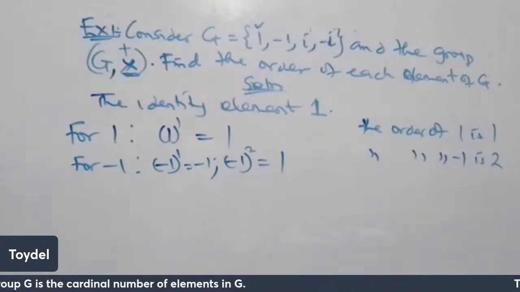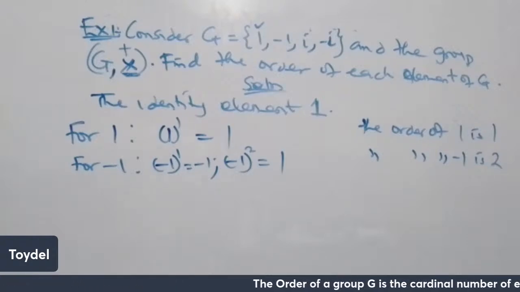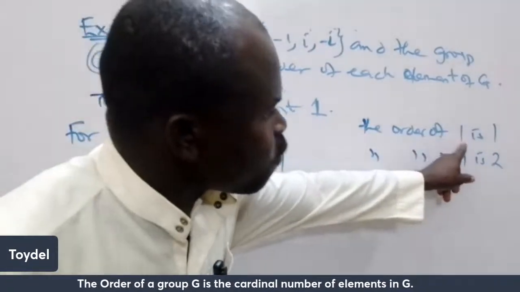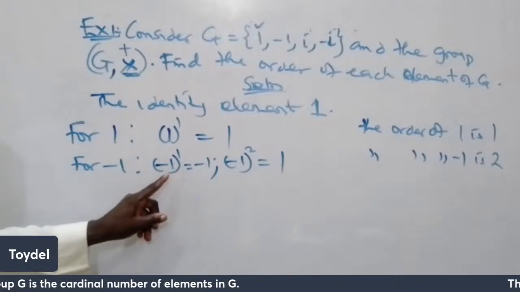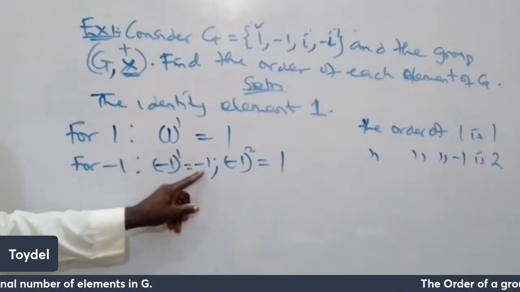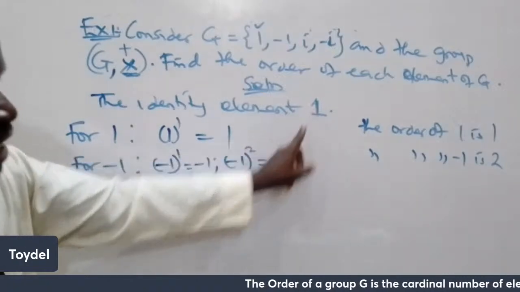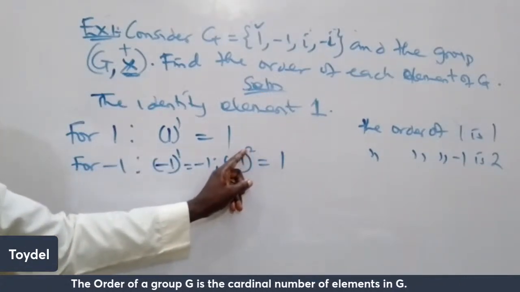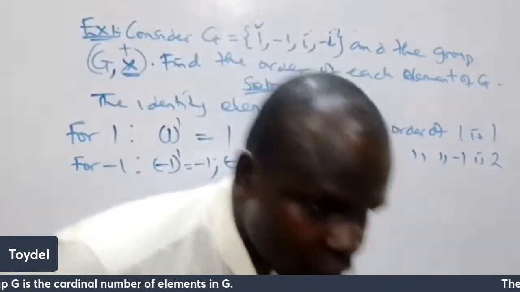In the first case, when we have 1, irrespective of what we use, we know 1 is an identity. So if you say 1 raised to power 1 million, it's still 1. So that was the reason why we said the order of 1 is 1. But in the situation whereby we have -1, what happened? -1 raised to power 1 is -1. But if you say -1 times -1, are we not going to get the identity? We get 1 because the power here is 2. That is why we said the order of -1 is 2.